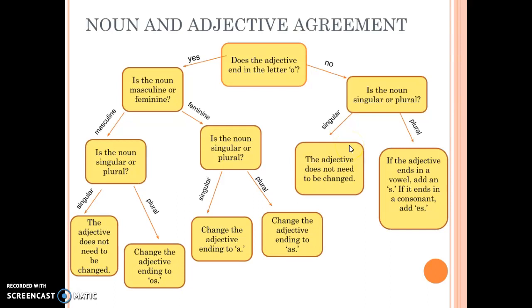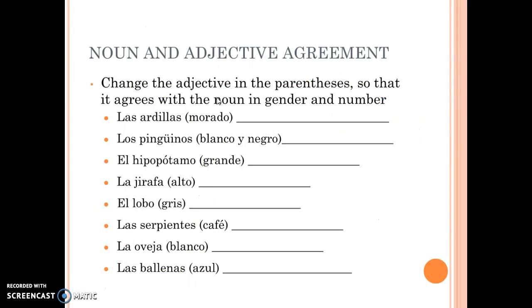For example, if I had that word elefante from before and I wanted to say it was gray, okay, gris, right, you cannot change it, it's singular, you don't change it to masculine or feminine. But you do change gris to grises because if the adjective ends in a consonant, you need to add the es to it. All right, and you guys can go through the other side if you want to, but again, I will put this on Classroom for you guys.